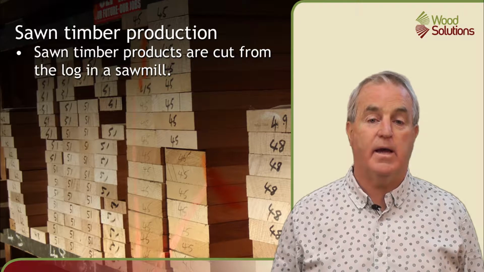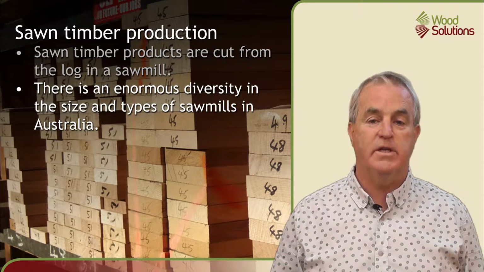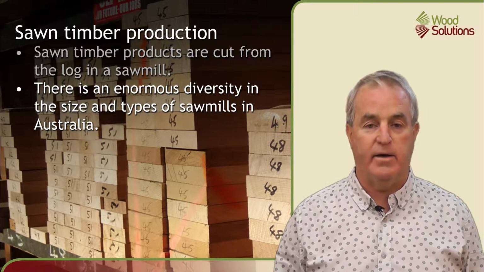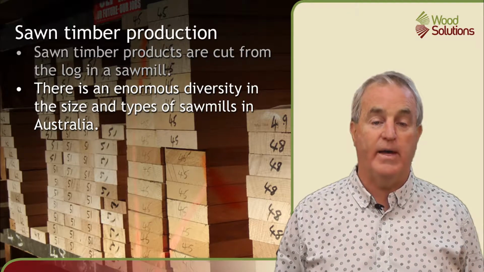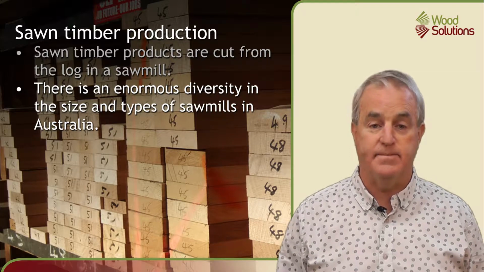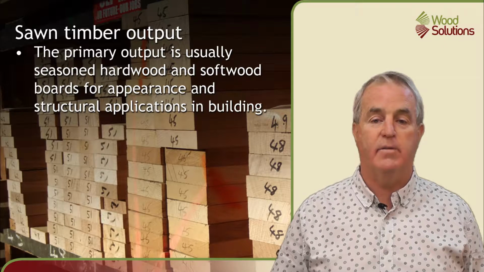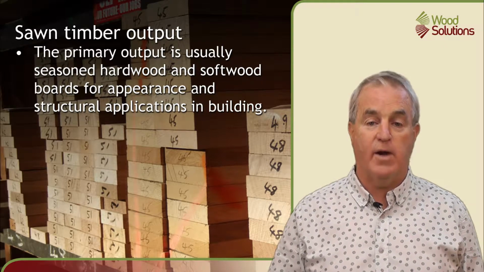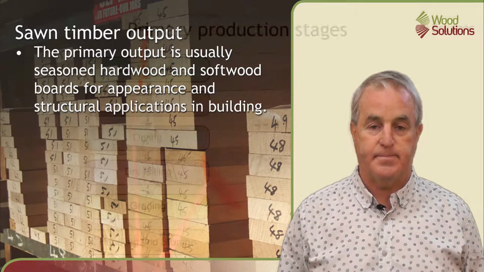Sawn timber products are cut from the log in a sawmill. There is an enormous diversity in the size, type and productivity of sawmills in Australia. The largest mills produce up to 1 million cubic metres of log annually, while a small mill may only process 1 or 2,000. For most mills, the primary output is seasoned hardwood and softwood boards. These are produced for appearance and structural applications in buildings and other structures.